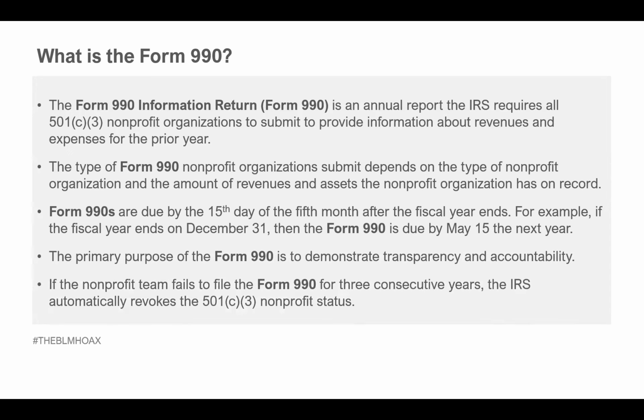If the nonprofit fails to file the Form 990 for 3 consecutive years, the IRS automatically revokes the 501(c)(3) nonprofit status. Let me emphasize here, you have to file the Form 990 every single year, even if your nonprofit organization does not generate any revenues at all. Even if your nonprofit organization is not offering services, you still have to submit a Form 990 to avoid automatic revocation, because when your status is revoked, you cannot offer community services, you cannot accept any money, you are no longer in existence as far as the IRS is concerned, and you will have to complete the application process all over again to reinstate your 501(c)(3) status. So that's what the Form 990 is all about.